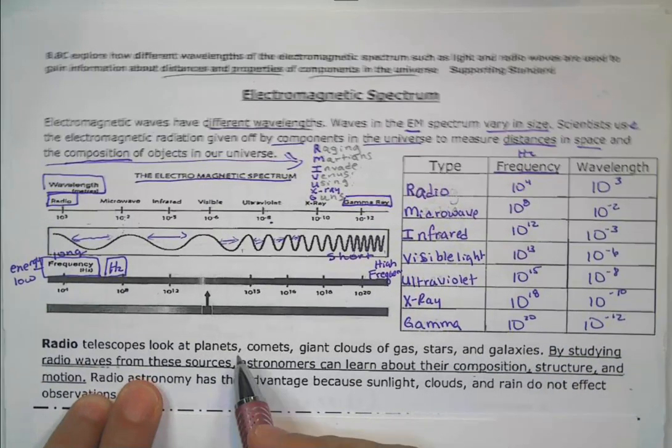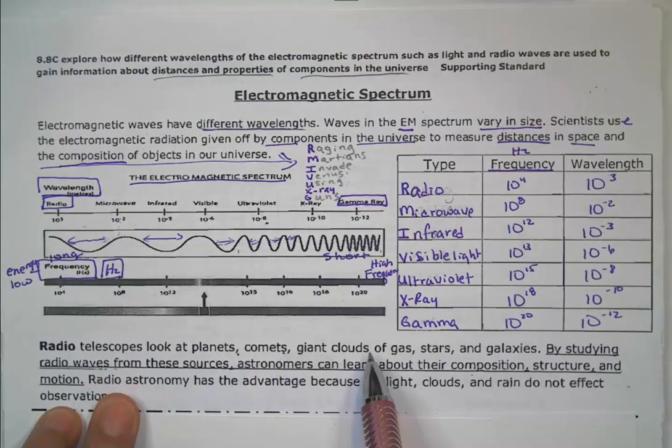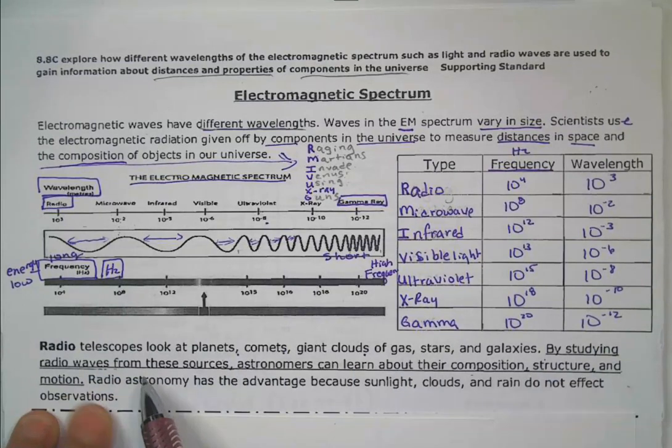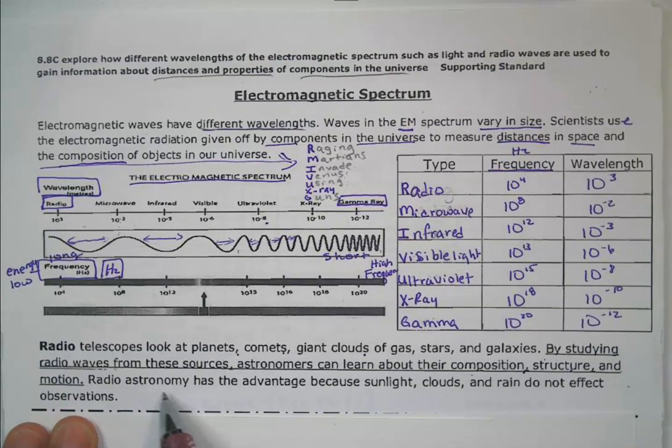Now, it says right here, radio telescopes look at planets, comets, giant clouds of gas, stars, and galaxies. By studying radio waves from these sources, astronomers can learn about their composition, structure, and motion. Radio astronomy has the advantage because sunlight, clouds, and rain do not affect observations from radio waves, okay? So keep that in mind.